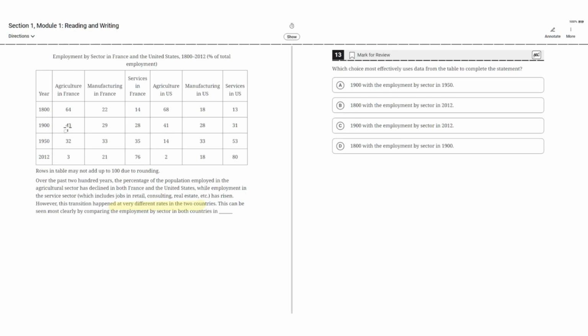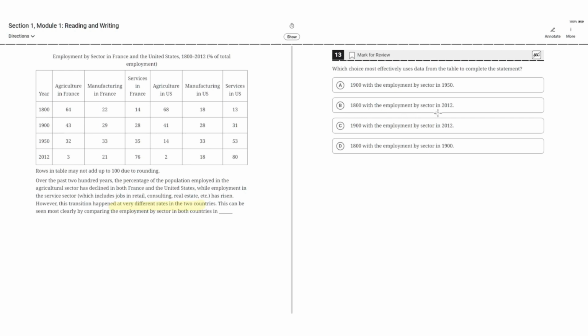So agriculture in France in 1900 was at 43%, and in 1950 it was at 32%, which is 11% decrease. Services in France were at 28% in 1900, and in 1950 it was at 35%, so a 7% increase. In the United States, agriculture in 1900 was at 41%, in 1950 14%, so this is a 27% decrease compared to France's 11% decrease. And services in 1900 was at 31%, and in 1950 was at 53%. So services increased by 21% compared to France's 7%, which is 3 times greater. So A definitely seems like it could be the correct choice.